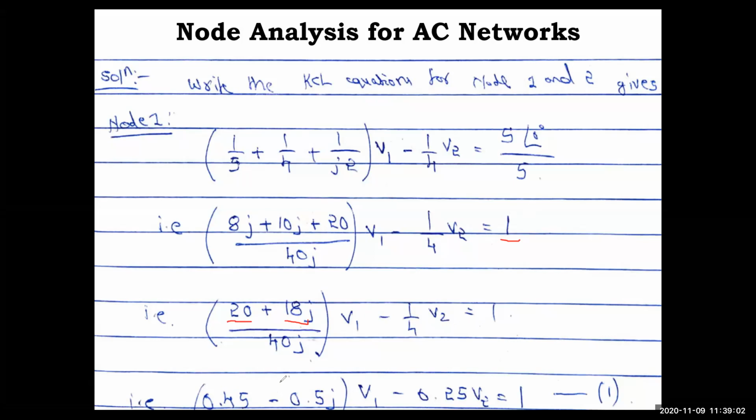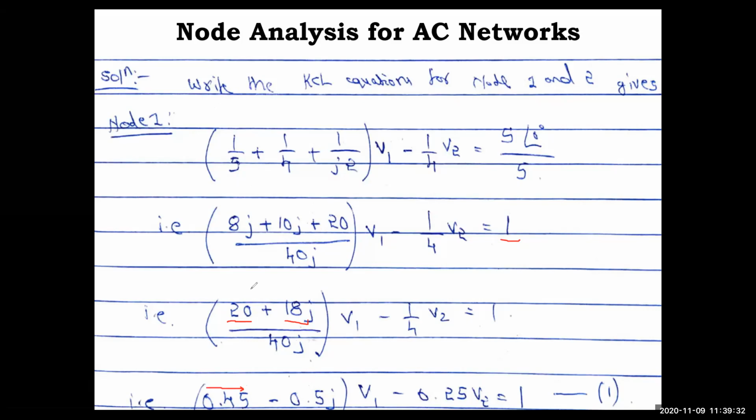Then you can use the calculator here. What I have done here is, first I have taken this. 18 by 40j, so the j's cancel out here. 18 by 40 will give you 0.45. Then 20 by 40j, so the j is in the denominator. If it comes to the numerator it becomes minus j, and 20 by 40 is 0.5, so that's 0.5j.